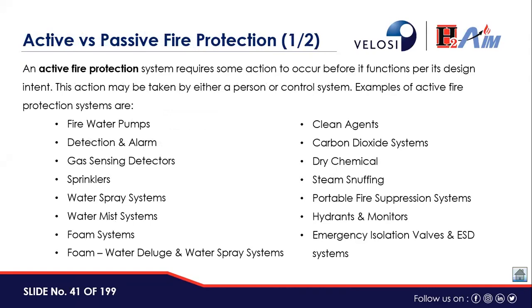Active fire protection systems require some action to occur before they function as per design intent. The action may be taken by either a person or a control system. For example, fire water pumps, detection and alarms, gas sensors and detectors, sprinklers, water spray systems, water mist systems, foam systems, foam water deluge and water spray systems, clean agents, carbon dioxide systems, dry chemical, steam snuffing, portable fire suppression systems, hydrants and monitors, emergency isolation valves, ESD system.